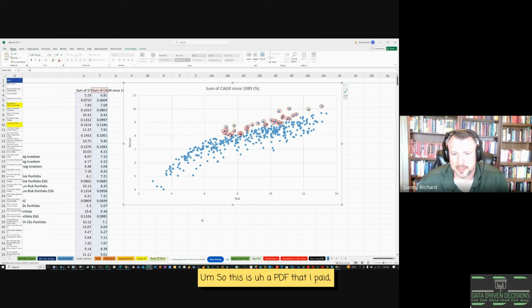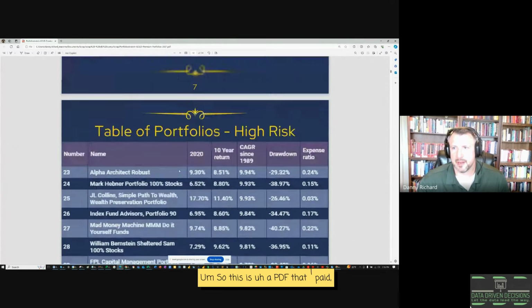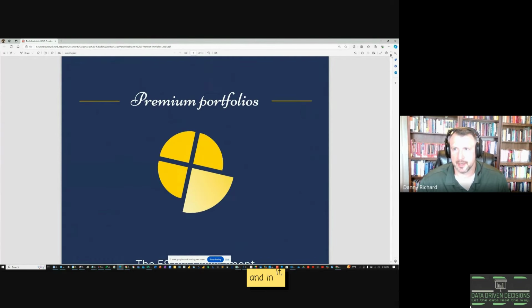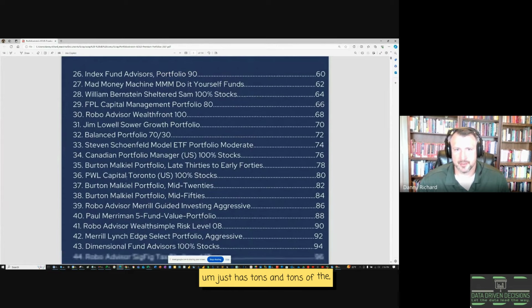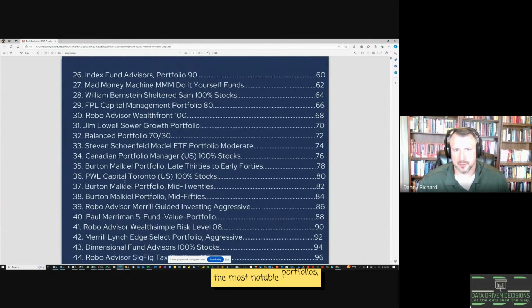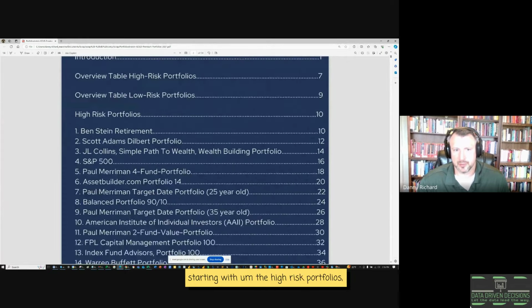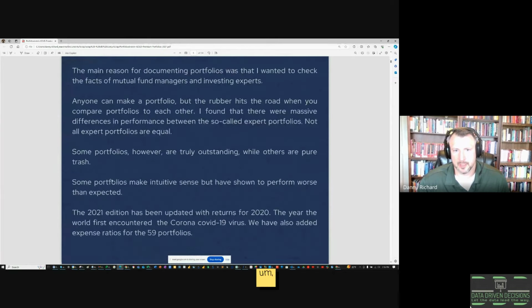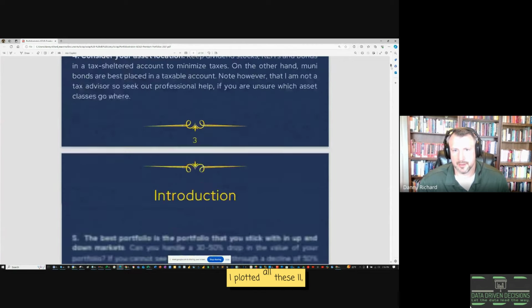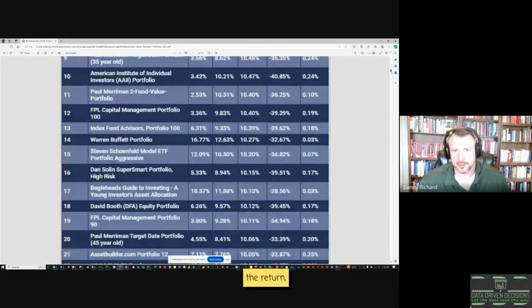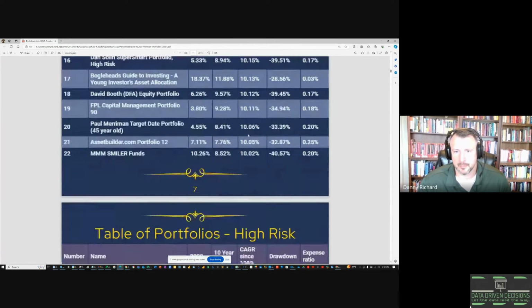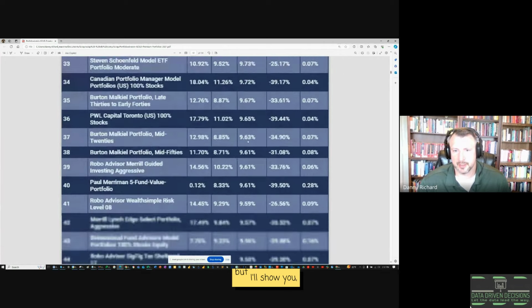How did I accumulate all this? This is a PDF that I paid like $100 for a few years ago, called Portfolio Einstein, and it just has tons and tons of the best, most notable portfolios. It starts with the high risk portfolios, these are all high risk, then low risk. I plotted all these. I grabbed the 30-year return right here, and I don't see the standard deviation here, but I'll show you.